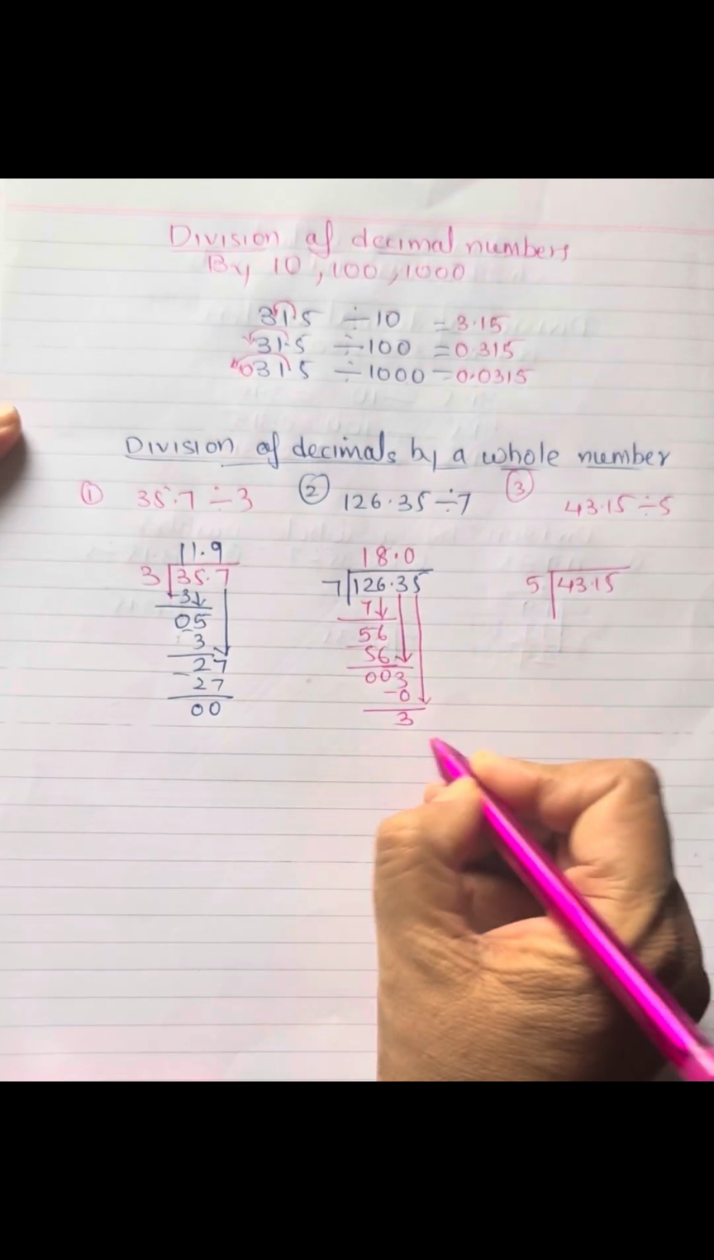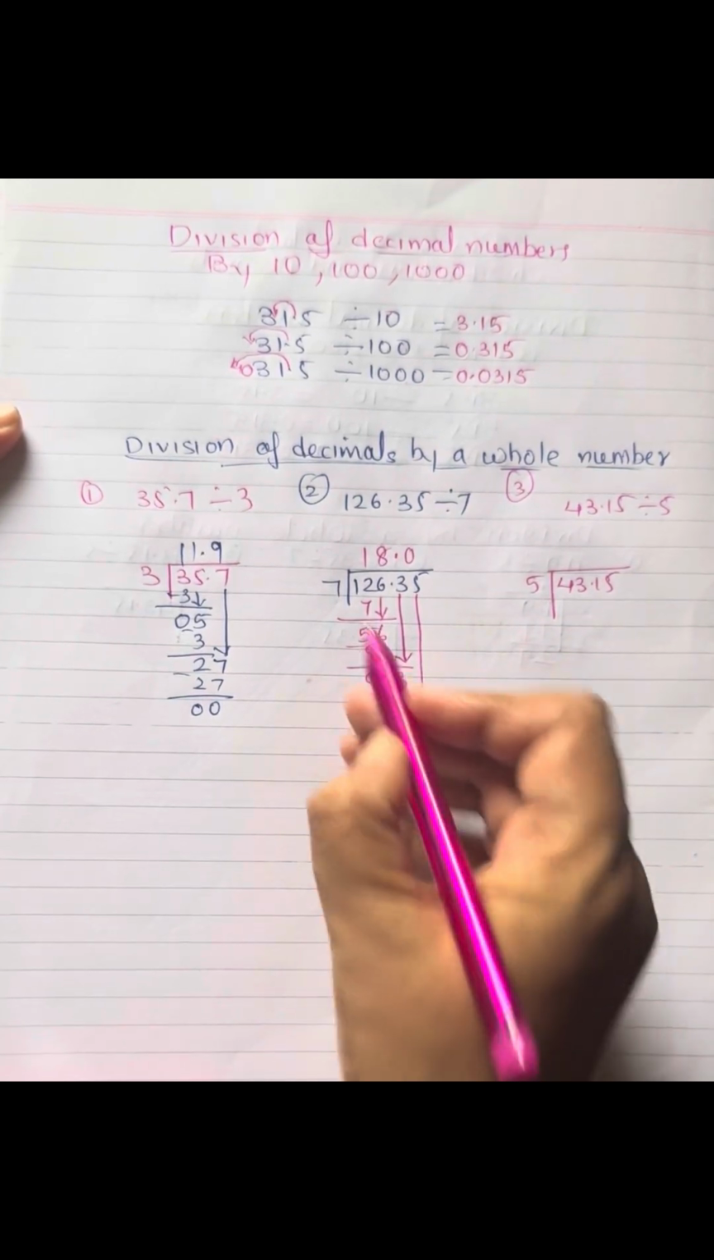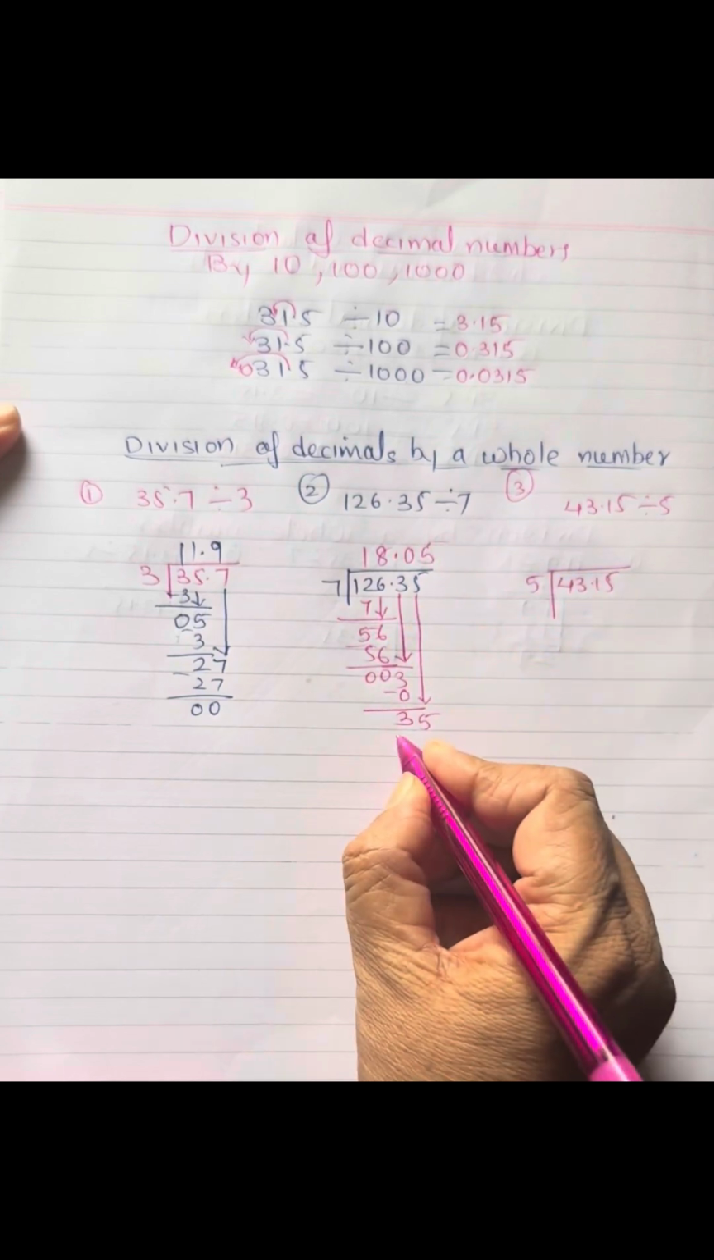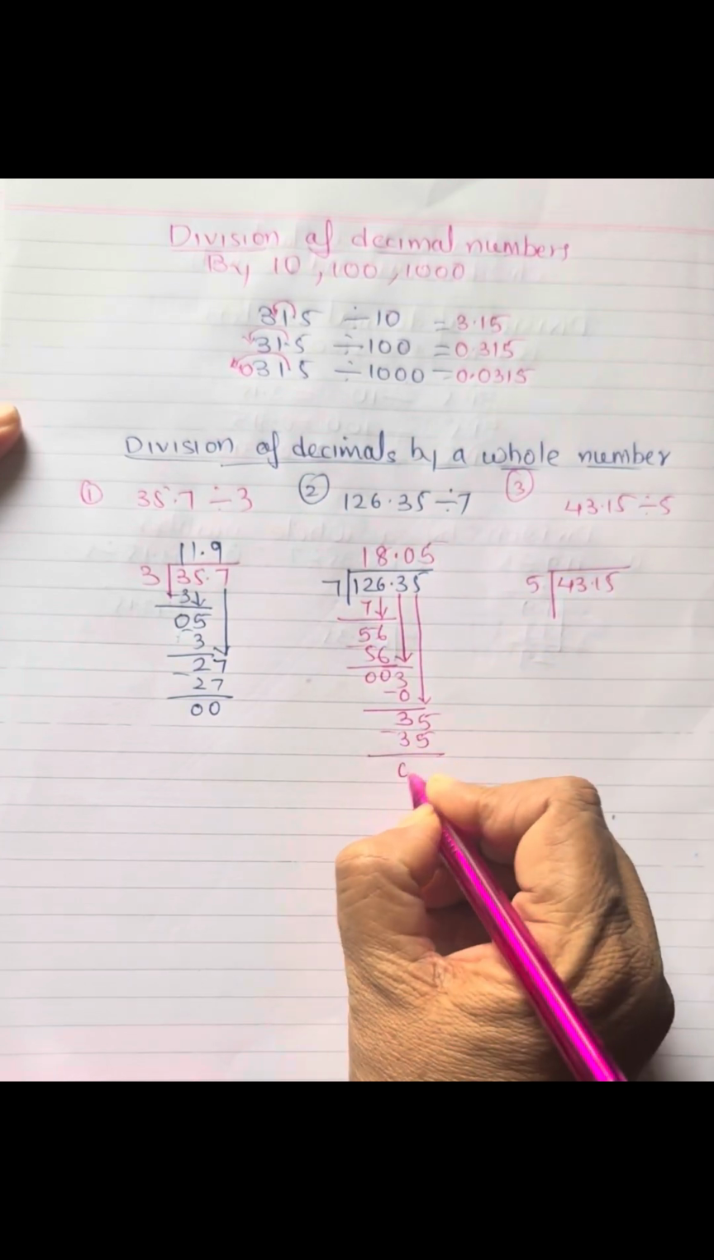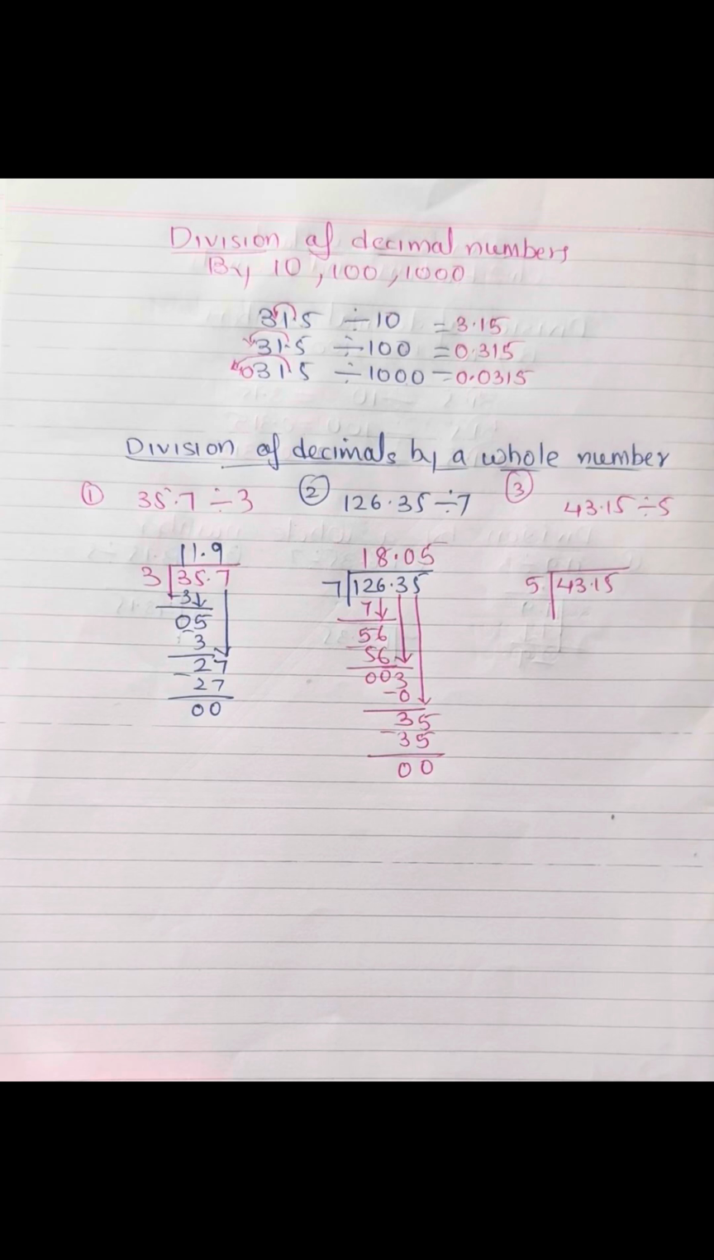And then in the next step, you bring 5 down. So 7 fives are 35. So the remainder is 0, 0.